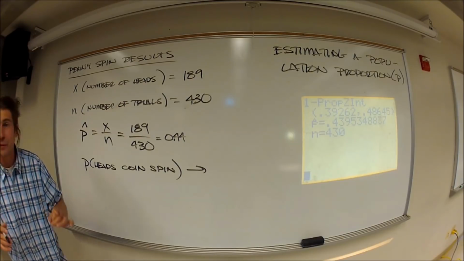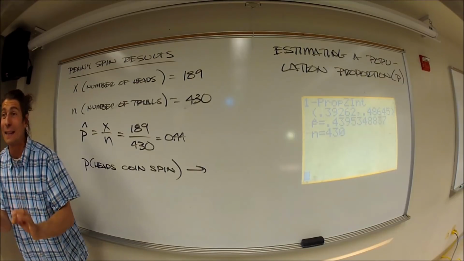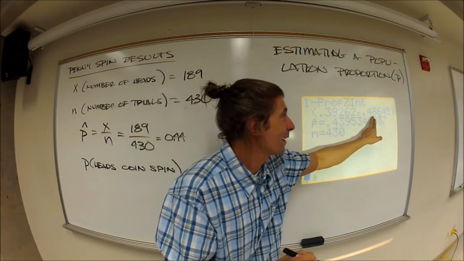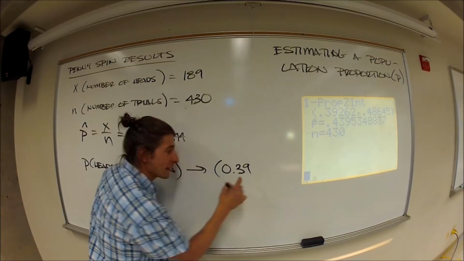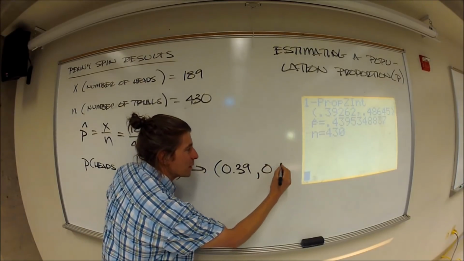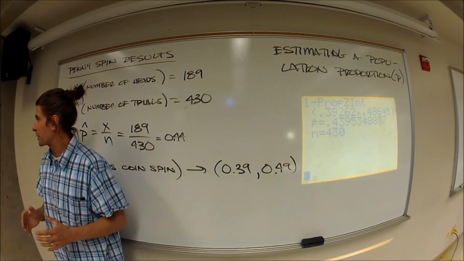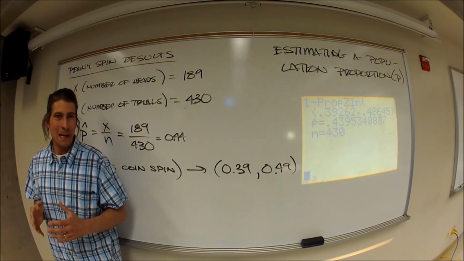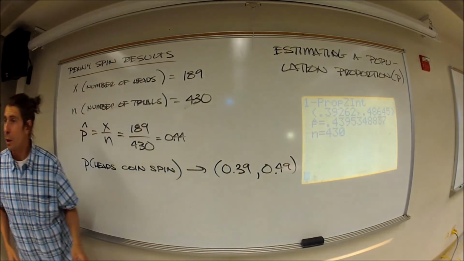I'm 95% confident that the proportion, or the percentage, or the probability of heads is at least 39%, but no more than about 49%. So that's what we're going to say numerically. It's at least 39%, but no more than 49%. That's my comfortable 95% confident response to what is the chance of getting heads on a coin spin.